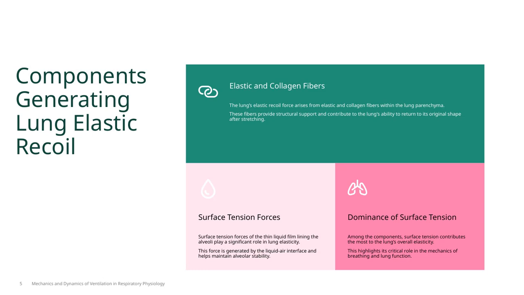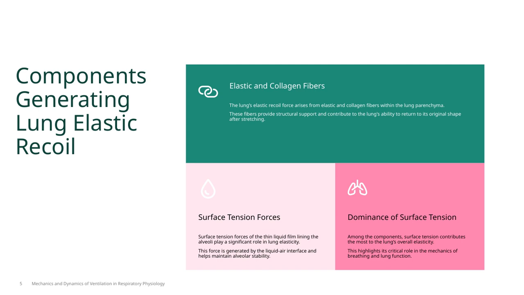Now, let's take a closer look at the mechanics and dynamics of ventilation, starting with the elastic and collagen fibers. The lung's elastic recoil force mainly arises from these fibers embedded within the lung tissue, or parenchyma. They serve a crucial role in providing structural support, helping the lung maintain its shape, and importantly, enabling it to return to its resting position after being stretched during inhalation.